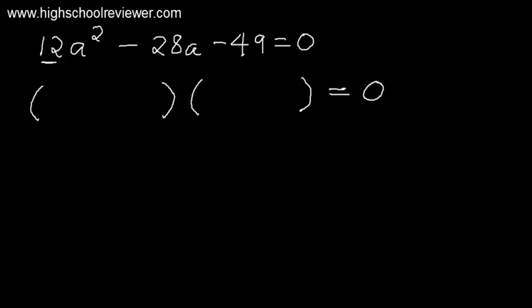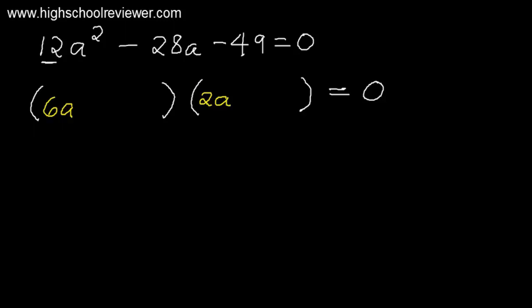So the factors of 12a squared, okay, let us use the factors 6a multiplied by 2a. So let us check. 6a multiplied by 2a is equal to positive 12a squared. So we can use those factors.